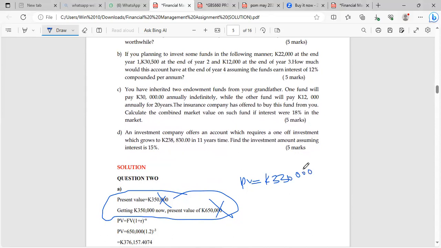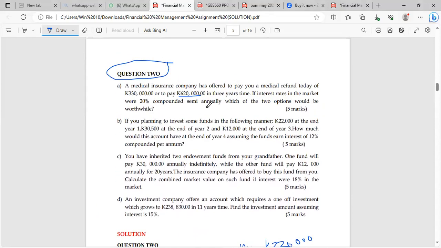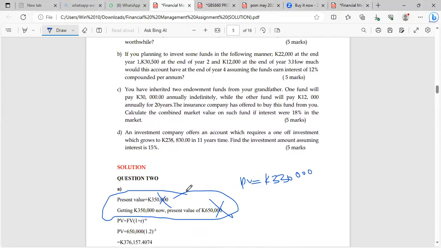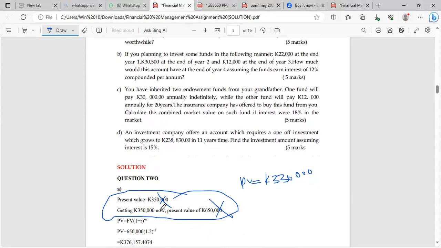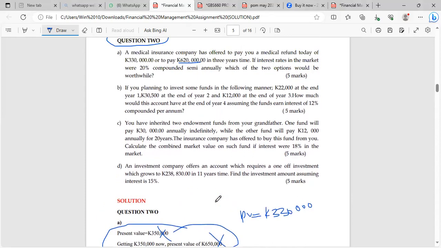Are we together there? In the question, there's a 620 and a 330. Is that okay? Are we together there? Yes, sir, we are following. So now follow. The 330,000 here, how come somebody had put 350? You're supposed to put the 350.